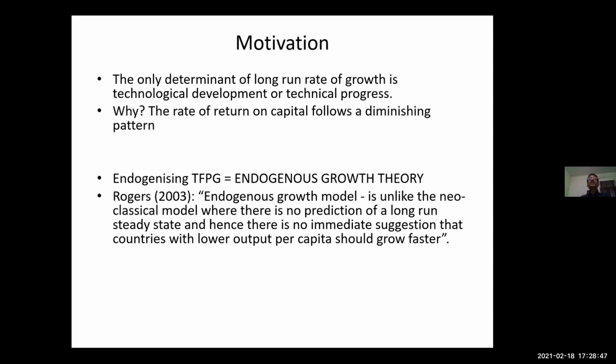So Rogers argue endogenous growth model is unlike the neoclassical model, where there is no prediction of a long run steady state, and hence there is no immediate suggestion that countries with lower output per capita should grow faster. So when we are extrapolating this argument, we will try to say that countries which are at lower levels of total factor productivity should be able to experience higher levels of total factor productivity growth, and hence they will be able to catch up with the other nations.